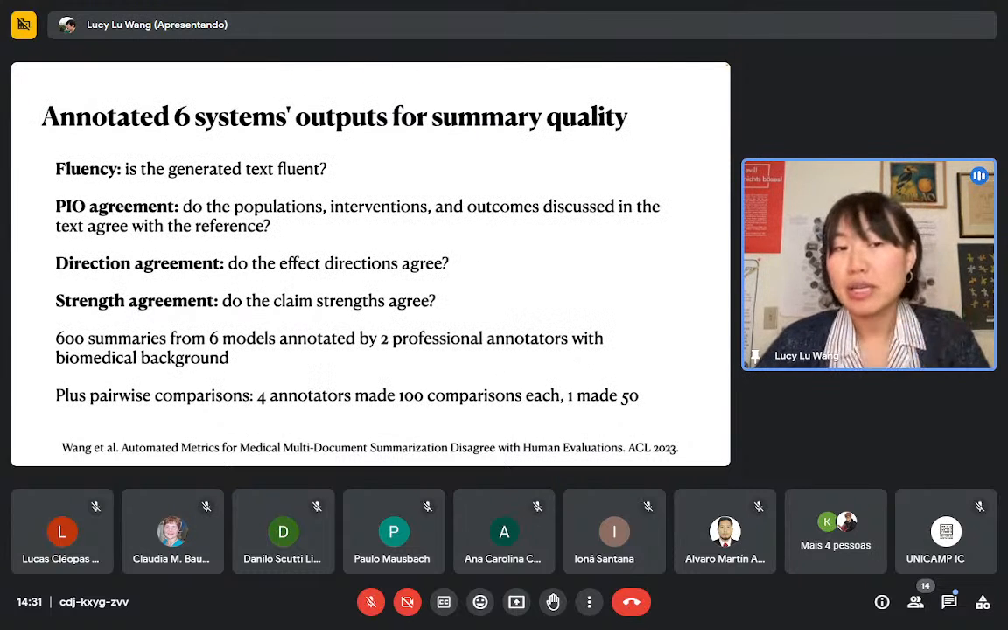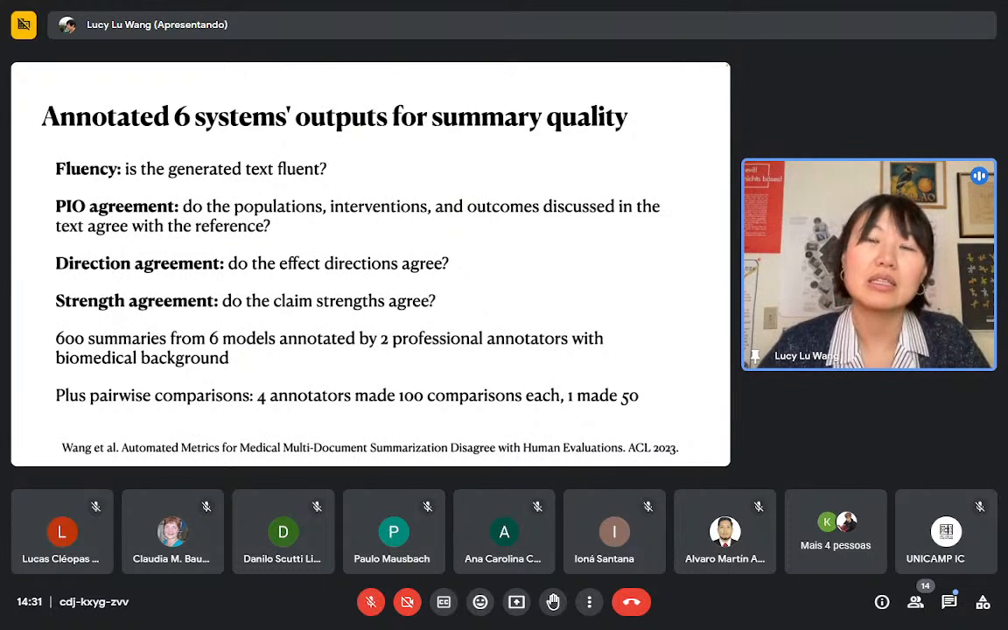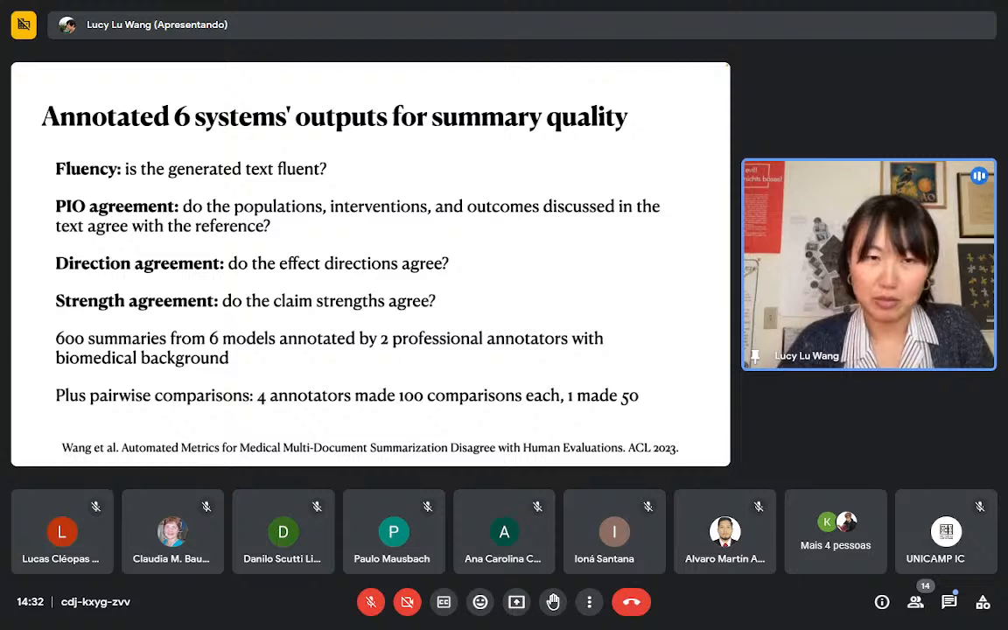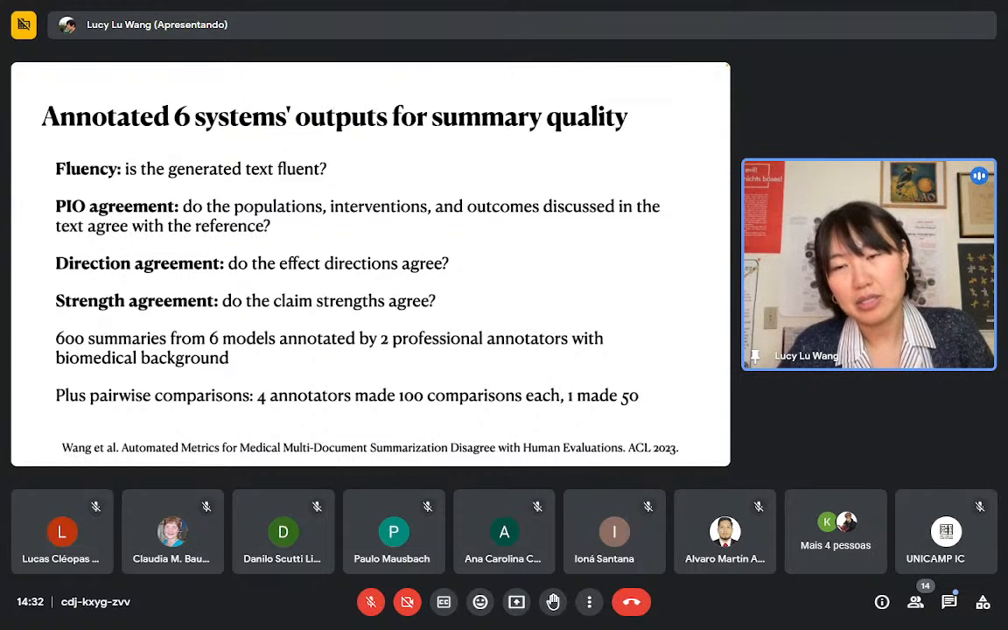And then we annotated 6 different system outputs for summary quality. We ran 6 different multi-document summarization systems on this task and evaluated their outputs. We manually assessed the 4 summary quality facets listed here: fluency, whether the text is fluent; PIO agreement, which is whether the population, intervention, and outcomes agree between the reference and the generated summary; whether the effect direction agrees; and whether the strength of the claim made in the text agrees. So 2 professional annotators with graduate biomedical backgrounds annotated 600 summaries from these 6 models. And then we also provided pairwise comparisons between some of the model generations.